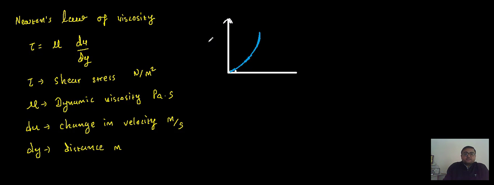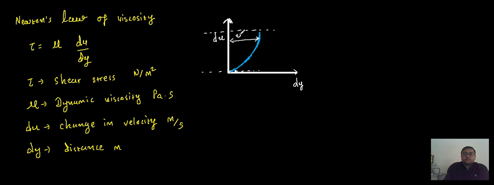This y-axis is represented by du, the change in velocity, and this x-axis is represented by the distance dy. Such a kind of graph is generated, which indicates a layer of the fluid. Suppose the fluid has the following layer. At the bottom point the velocity is 0. As the distance increases, the velocity also changes.